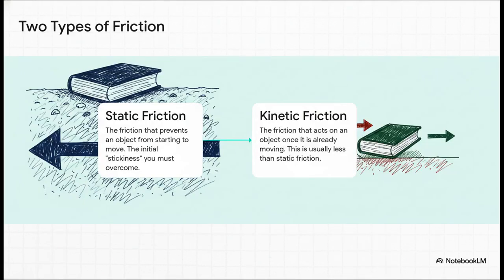But it turns out there are actually two kinds of friction. First up is static friction. Think of this as the stickiness that you have to overcome just to get the book to start moving in the first place. Once it's actually sliding, now you're pushing against kinetic friction. That's the resistance that acts on it while it's moving.